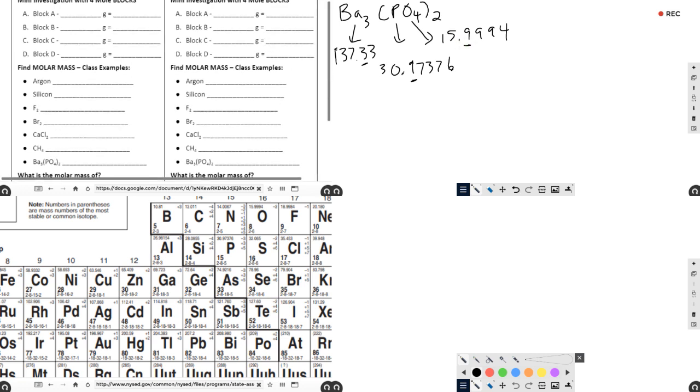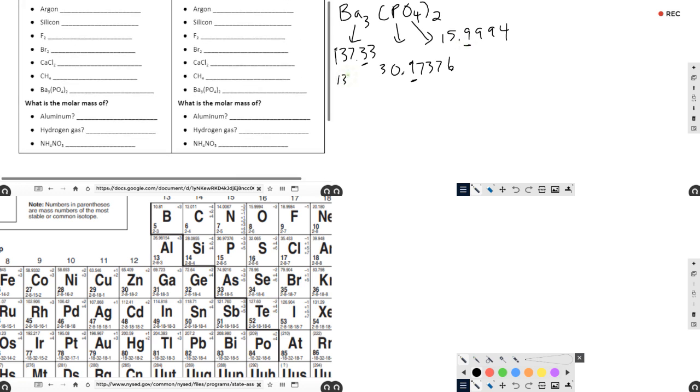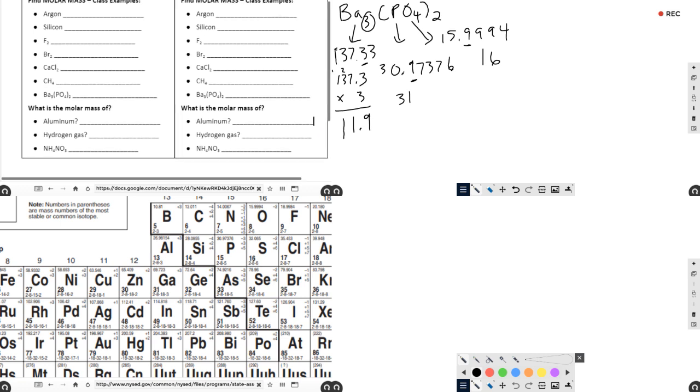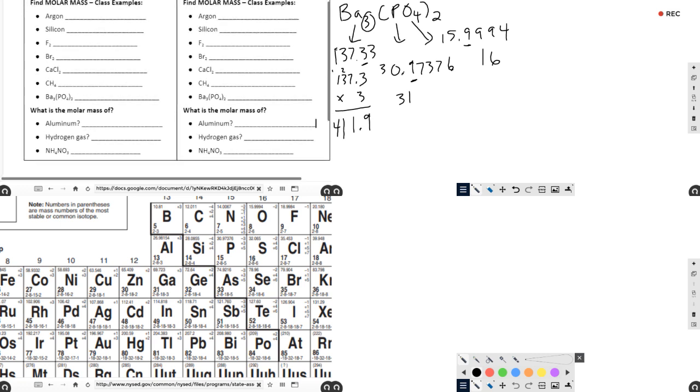So I round to tenths, round to tenths, round to tenths. So this is going to be 137.3. This is going to be, oh, I have to round this up, so 31, and this is 16. Okay, now I check subscripts. So for Ba, it's times 3, okay? So 3 times 3 is 9, 21, carry the 2, 9, 11, carry the 1. Okay, so there's barium, 411.9.